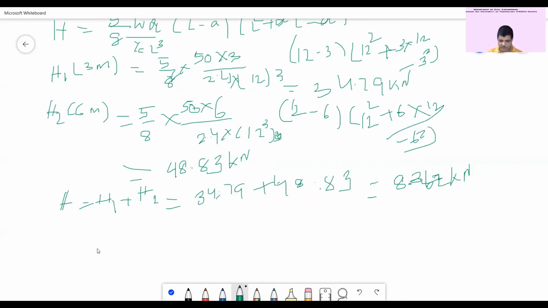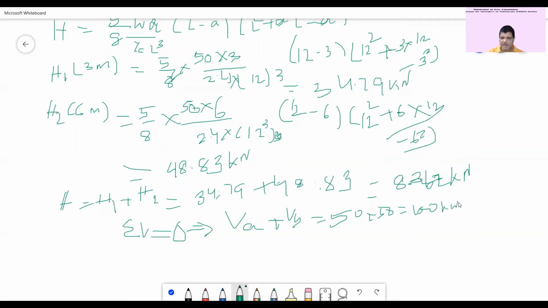Now once you find the value of H, then we find the vertical reactions. To find the vertical reactions, you take the equilibrium equation, sigma V is equal to 0. So this implies VA plus VB will be equal to 50 plus 50, that becomes 100 kilonewton.